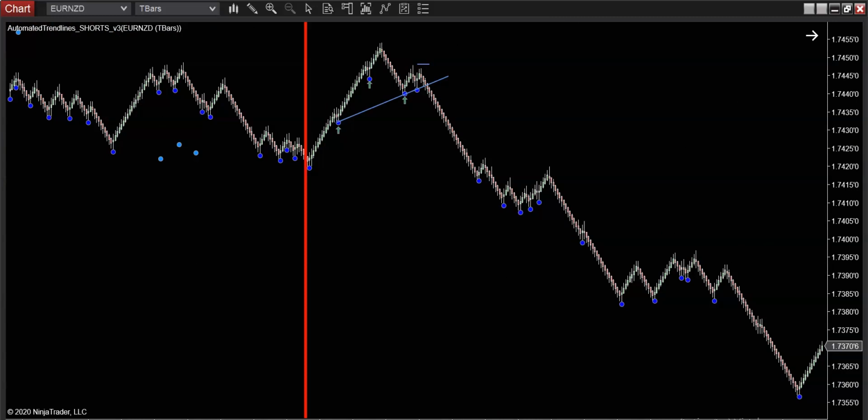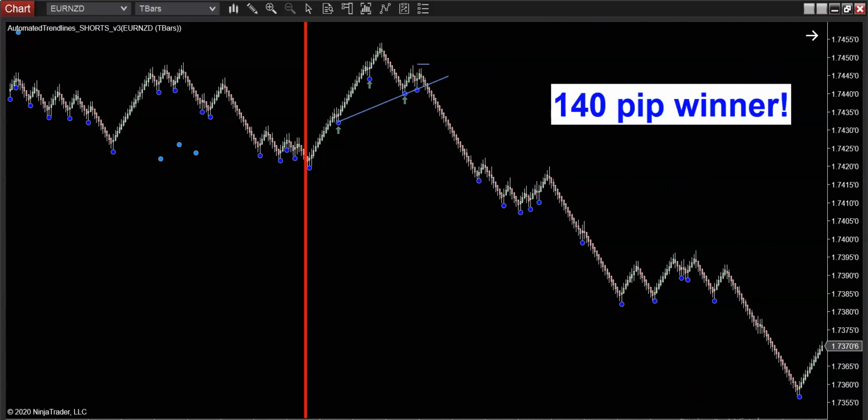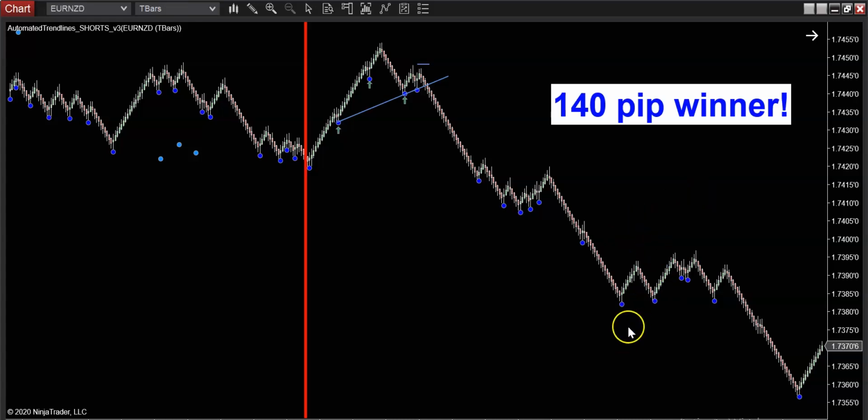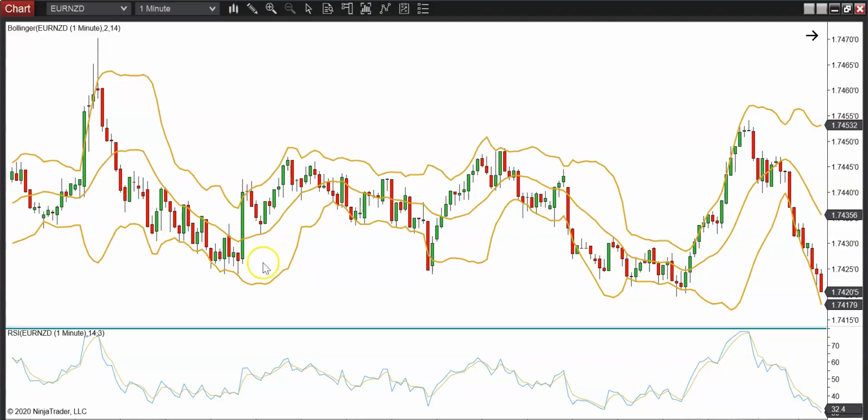A gigantic 140 pip winner on the euro, okay, using nothing more than a sequence of proprietary price action based charts, which is a higher time frame Dino Bars chart and a smaller time frame T-bar charts, right? And all we did was connect pivot point dots. We didn't do anything else, right? And we certainly did not use any garbage indicators like Bollinger Bands or stochastics or any of this garbage, right?